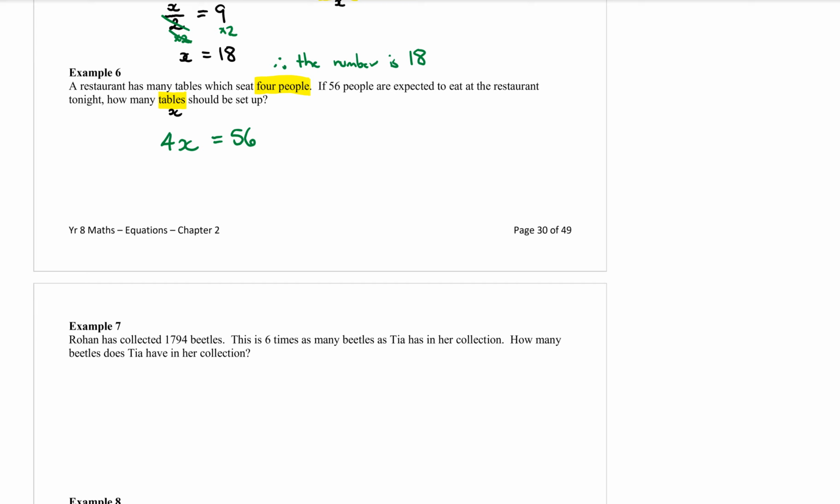Now, to get rid of the 4, I divide by 4 on both sides, cancel that away. X is by itself, and 56 divided by 4 is 14. Okay, so that means that therefore they need 14 tables if they want to be able to seat those 56 people.